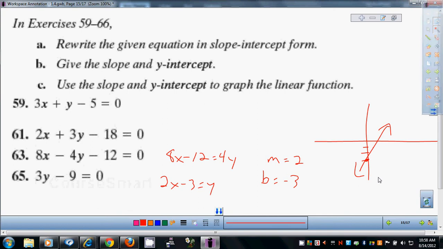Questions about what it's asking you to do there. Solve for y. Extract your intercept and slope once you've solved it for y. And then graph any one of them. Alright.